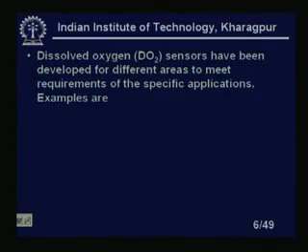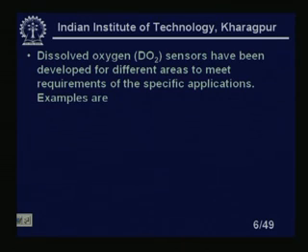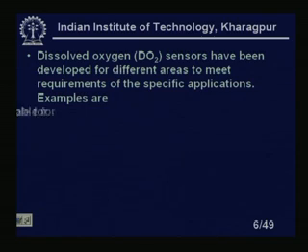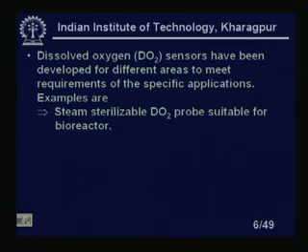A bioreactor I should define as a medium or reactor where biological cells are grown. That is the reason that instead of calling them simple reactors, as in chemical reactors, we call them bioreactors, because cells are grown. It does not matter whether it is an animal cell or a simple yeast, these are all bioreactors. Now, dissolved oxygen sensors have been developed for different areas to meet the requirements of specific applications. There are various applications, and accordingly people made different types of dissolved oxygen concentration measurement. The examples are the steam sterilizable DO2 probe suitable for bioreactors.